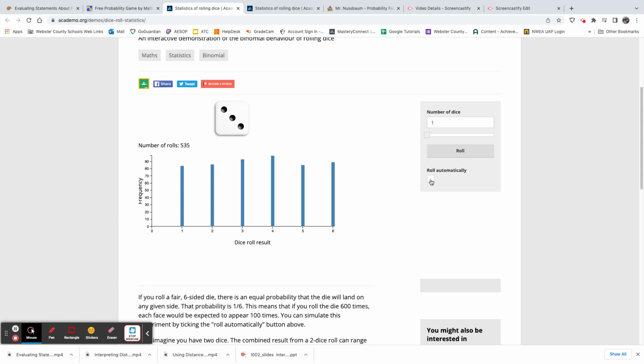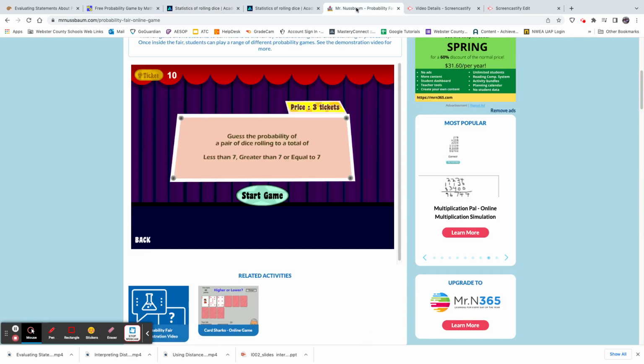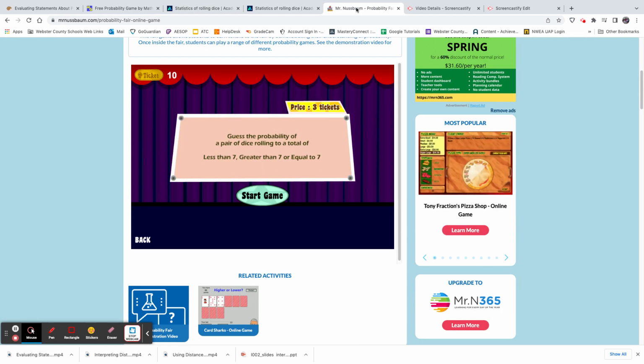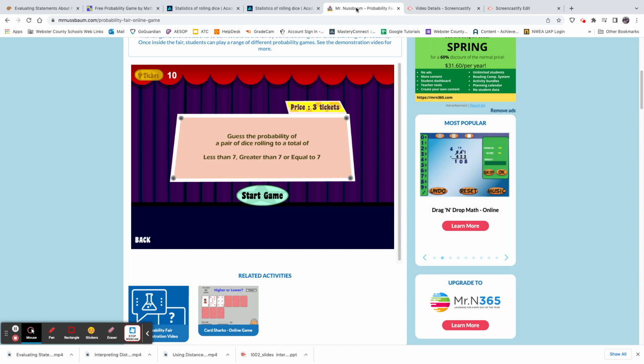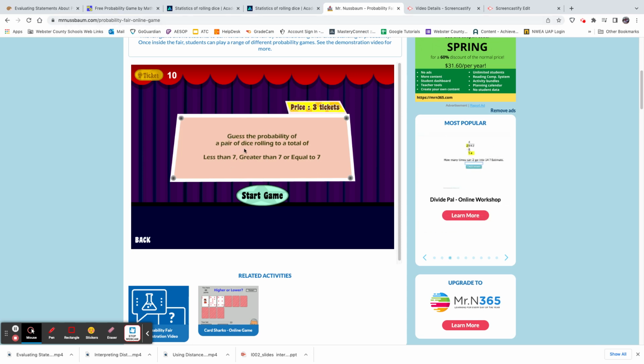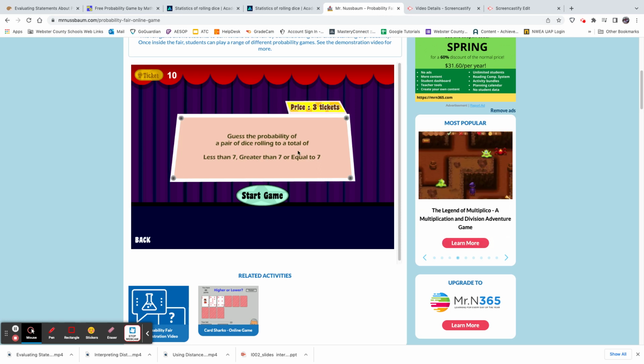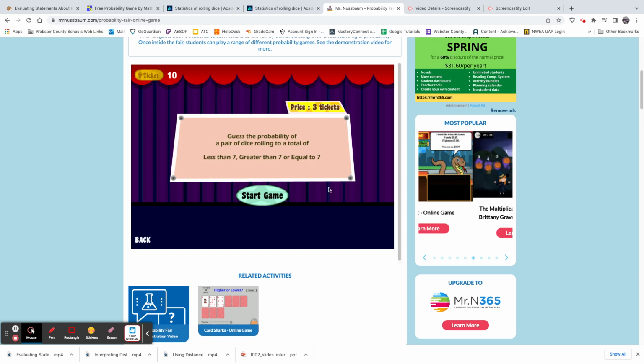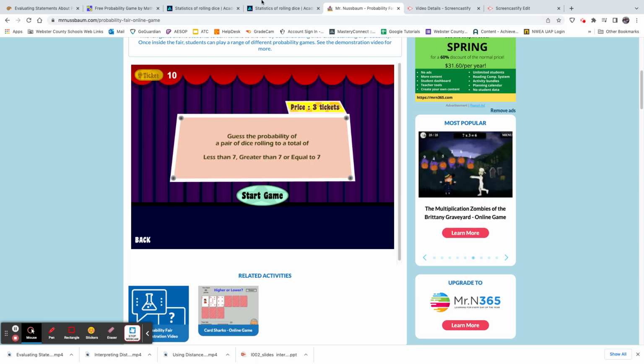One thing I would look at too is rolling what's called a fair die. You have different games where the sides of the dice could be weighted, and that would make the dice not fair. So you're having to guess the probability that a pair of dice will roll to a total that's less than 7, greater than 7, or equal to 7. You've got to understand what that sample space would look like.